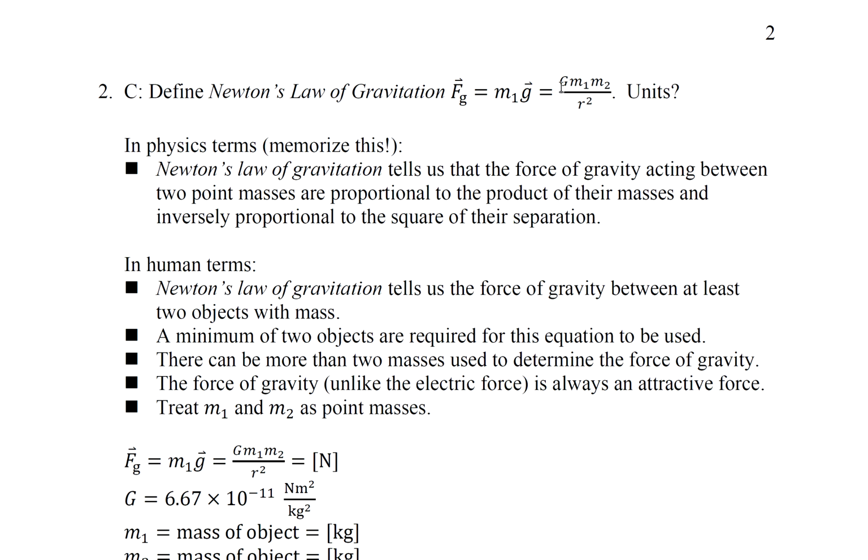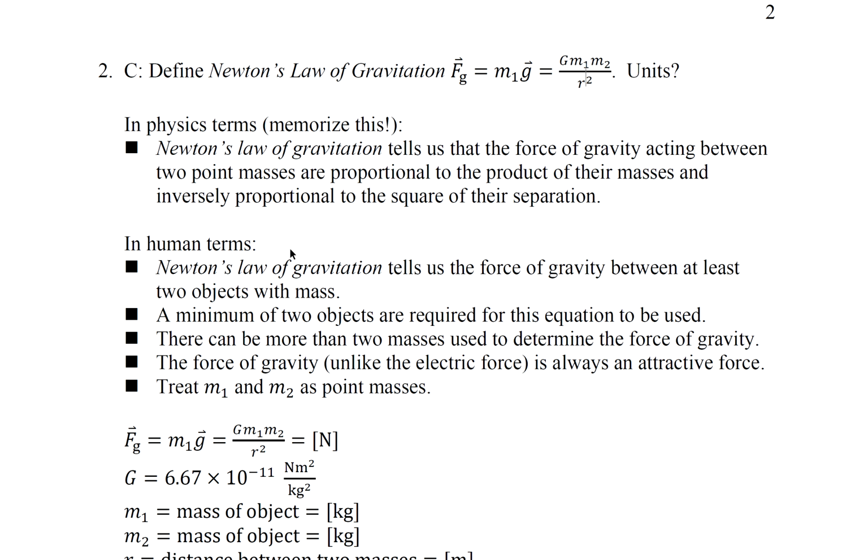So you could take a look at this equation and understand what that means. The more mass an object has, the more attracted it is to the other object. And the closer the two masses are to each other, the more the two objects are attracted to each other.